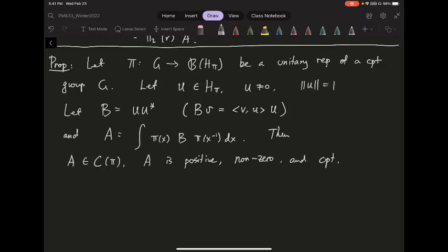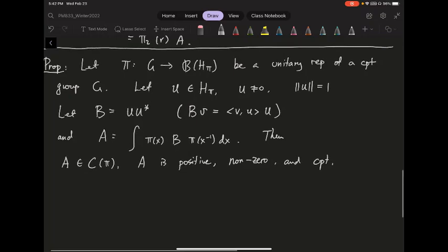So here the H1 and H2 are basically both H pi, and your pi 1, pi 2 are the same. But in any case, what you end up with is this A from last time, and you see that this A should be inside the C of pi, so it's an intertwiner of this pi to pi. And moreover, we can actually show the following. So this A is in fact very nice, and that is going to be positive, so it's a positive operator. Second of all, it's going to be non-zero, so you're not integrating something trivial. And finally, this A is in fact a compact operator. Okay, so that's going to be really useful.